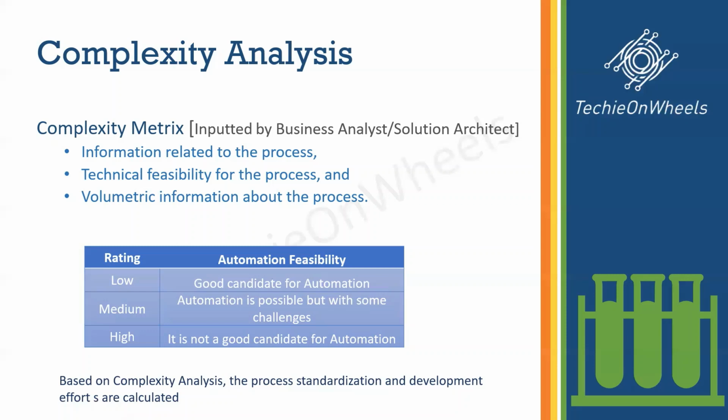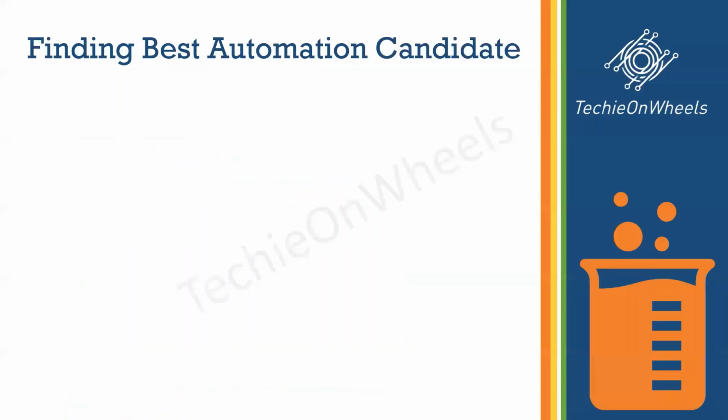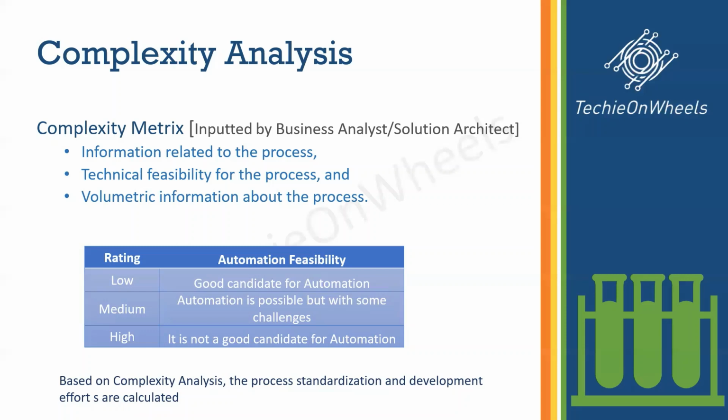When we talk about the volumetric information, if the bot has to tackle a lot of volume, then the solution may need to be redesigned, or designed in a way that it handles rigorous volumes without interrupting the bot. So this is something out of which we derive a complexity index. Based on these pointers, a complexity matrix is filled, and the rating is extracted out of it.